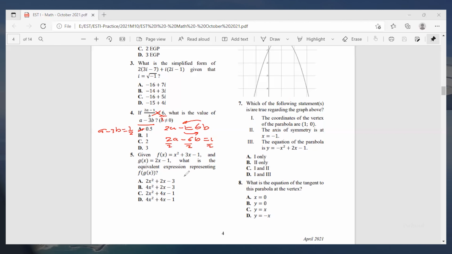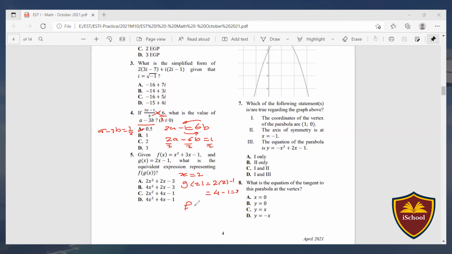Question number 5. In this question, we have two ways to solve it. The first way: we must find a number for x, for example, 2. So try to find the value of g of 2, which equals 2 times 2 minus 1. So we have 4 minus 1, which equals 3. After that, I will substitute in the other function by x equal 3, then 3 power 2 plus 3 times 3 minus 1. So 9 plus 9 minus 1, which equals 17.